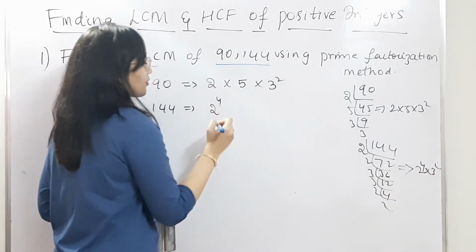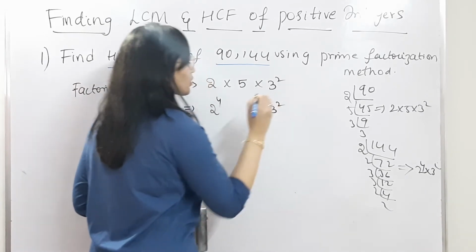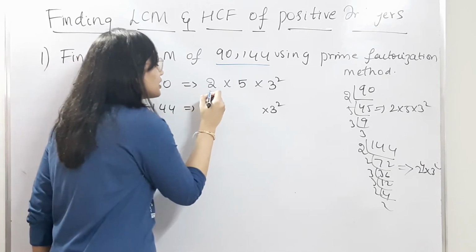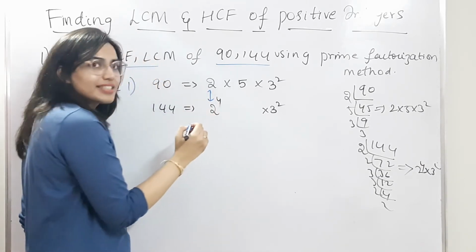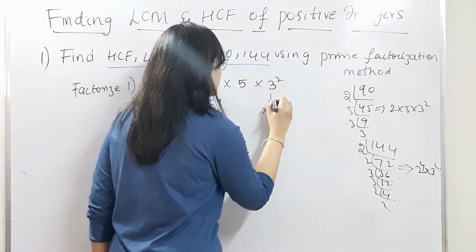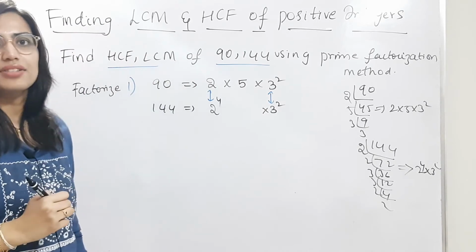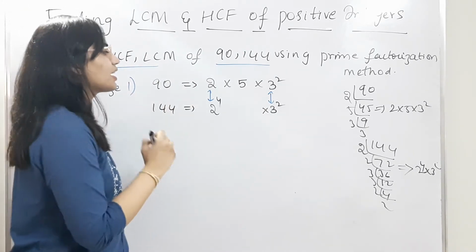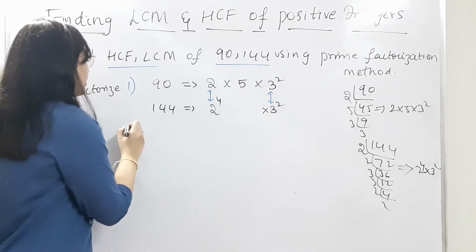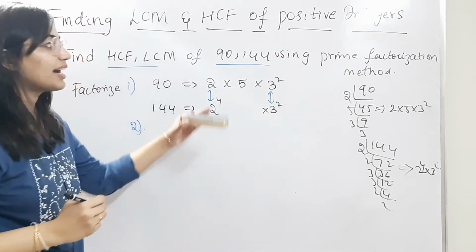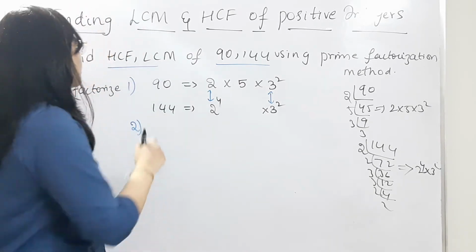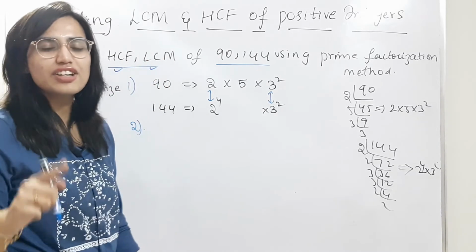So 2 to the power of 4 into 3 square. If you see here, what I have done is, I have aligned the common bases that we spoke about just opposite to each other. Here we don't have any 5, but here we have 3 as the base. So in these two numbers, we have two common bases, that is 2 and 3. Now, the second step is to identify the common bases and then write their powers corresponding to whatever we have to find. Now let's try to find the LCM.